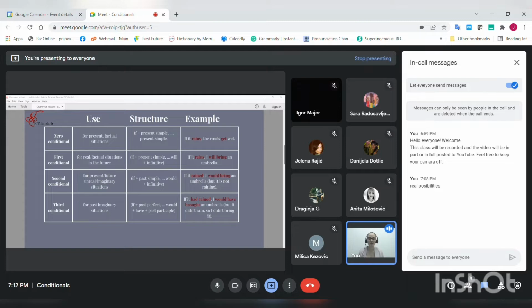Now let's talk about the second conditional. Who can tell me when we use it? Why do we use it? Igor, could you please? Of course. We can use the second conditional when we want to express something hypothetical. That's right. Can I help you with the word hypothetical? Hypothetical. Very good. Now, for those of us who may not know what hypothetical means, could you explain that?